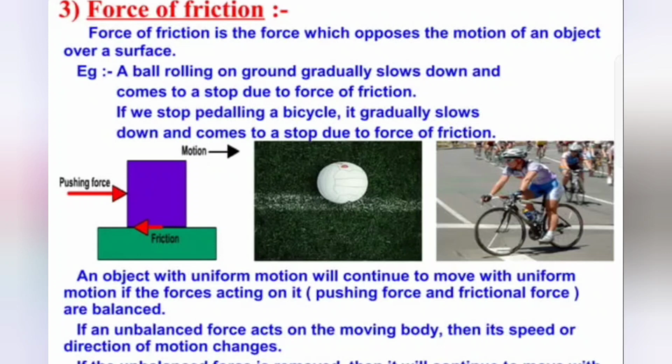If the object is moving from right to left, friction will act from left to right. If the object is moving from left to right, the friction will act from right to left. You can just say it's opposite. So the force of friction is a force which acts opposite to, or which opposes, the motion of an object.